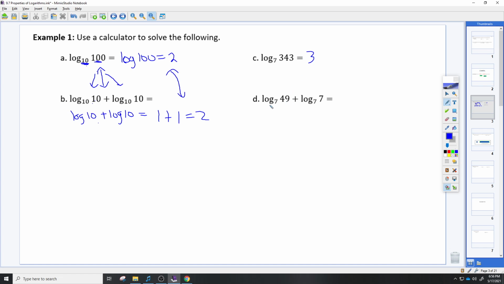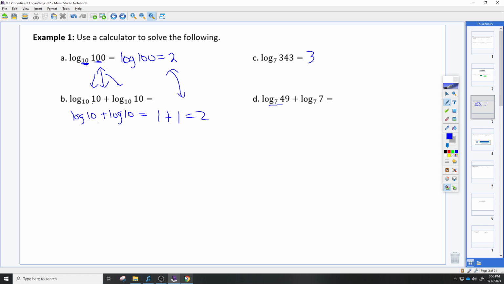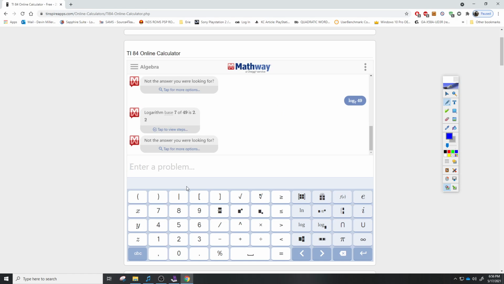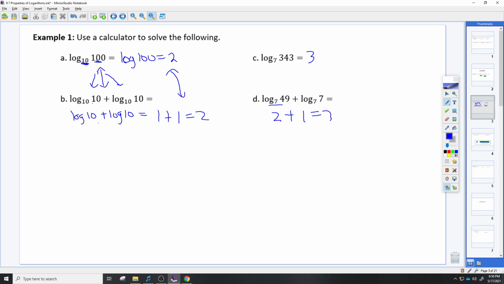So what do you think I'm going to have down here if I do log base 7 of 49 plus log base 7 of 7? Well, we'll see. I'm going to do one each time. Let's do log base 7 of 49. That would be 2. So this answer is 2. Plus, do log base 7 of 7, and that is 1. 2 plus 1 is 3. So again, we get the same answer between these two.